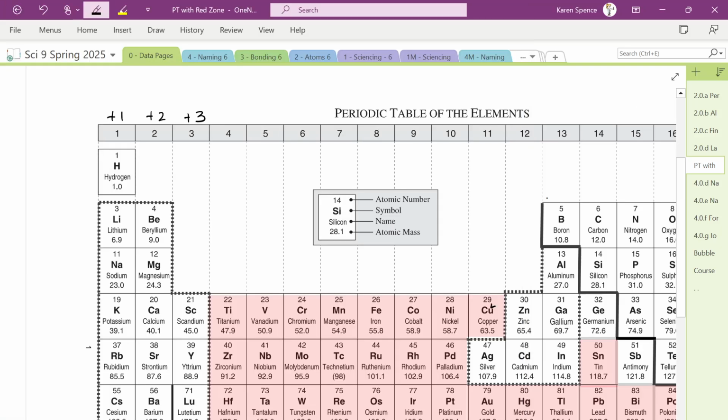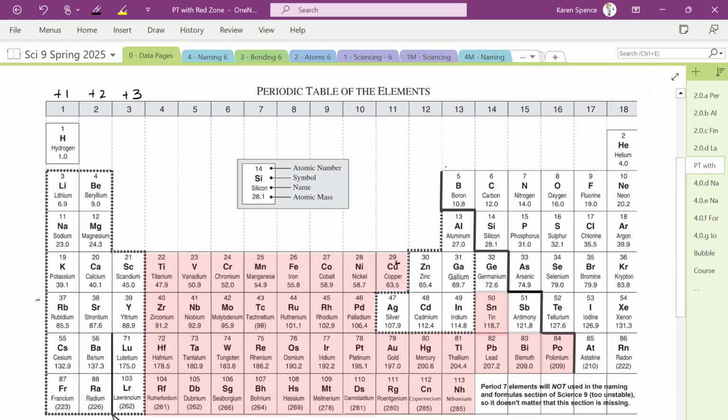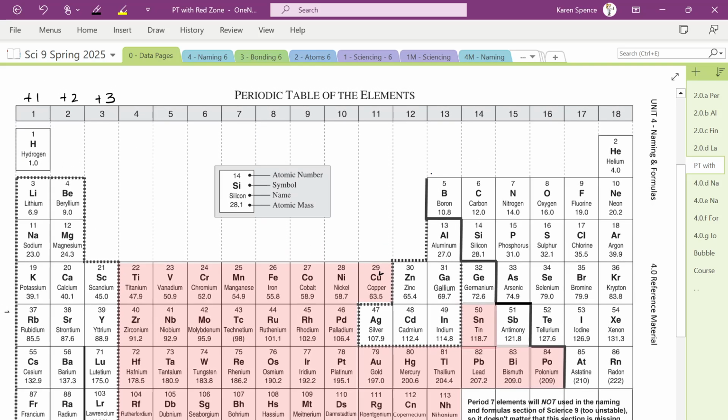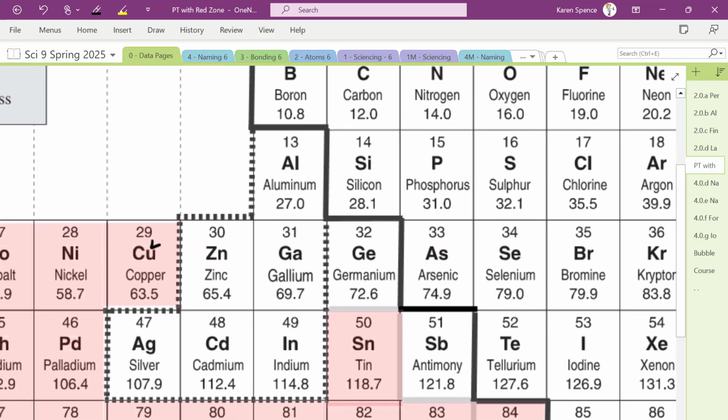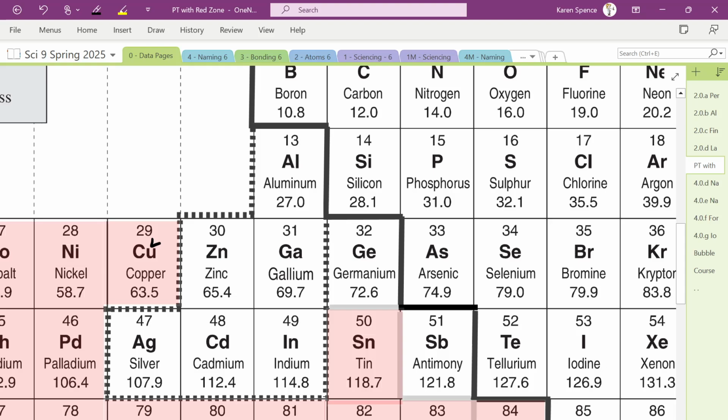Okay, so on our periodic table, we have +1, we have +2, we have +3, and they're all in that white zone, so they have just known charges. Now, let's look at some more metals that are also in the white zone, right? We have aluminum and gallium and indium, zinc, cadmium, and silver.